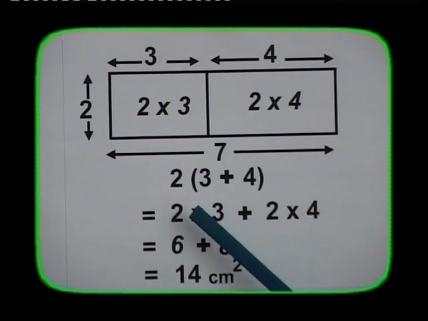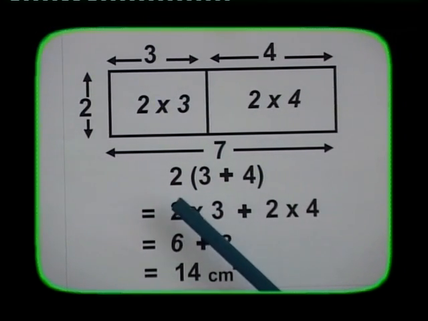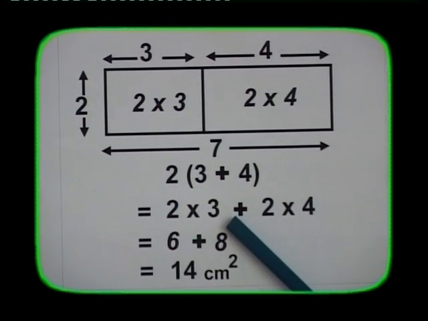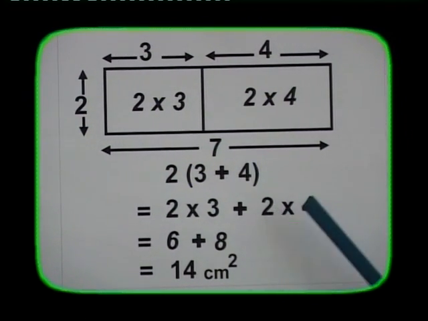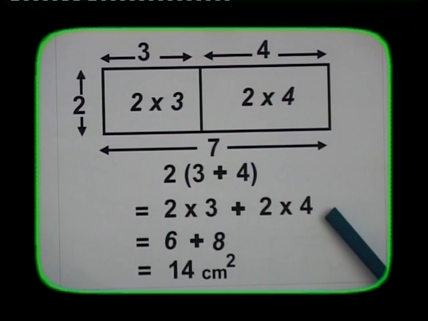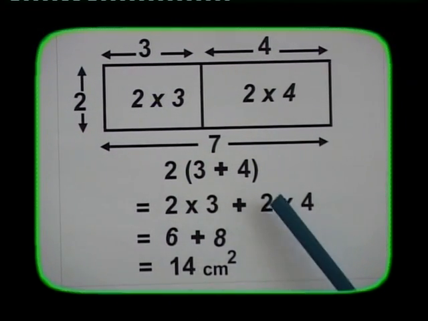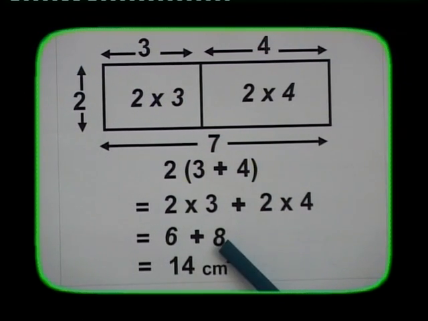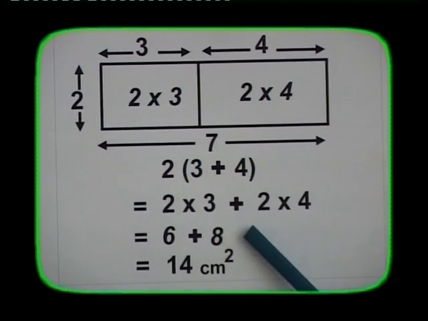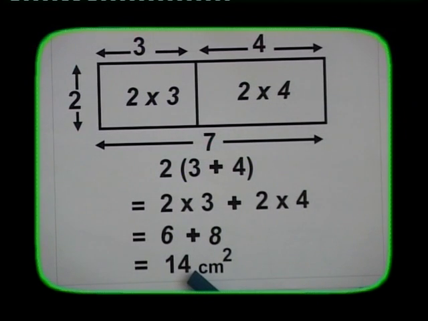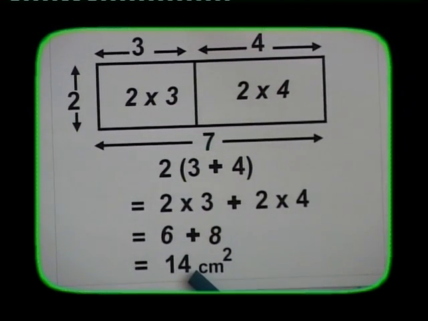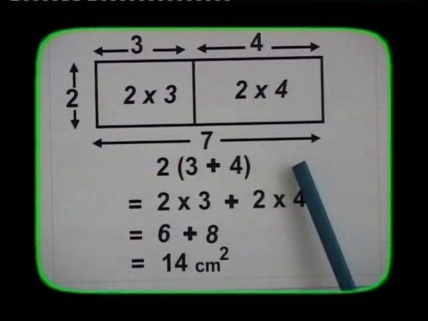So step number 2 for this method, 2 times 3 plus 2 times 4. 2 times 3 is 6 and 2 times 4 is 8. When we add these two, we still come up with the answer 14 square centimeters. Okay, that is one way.